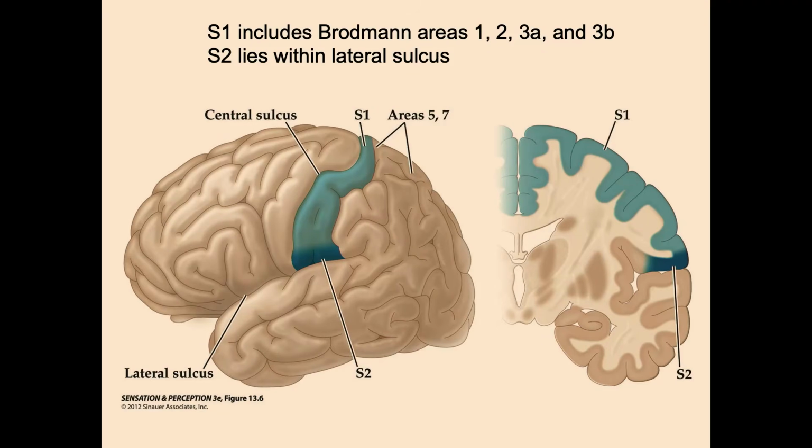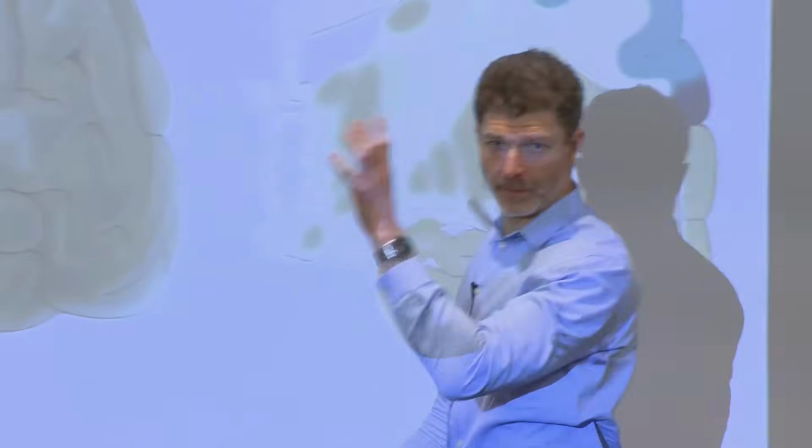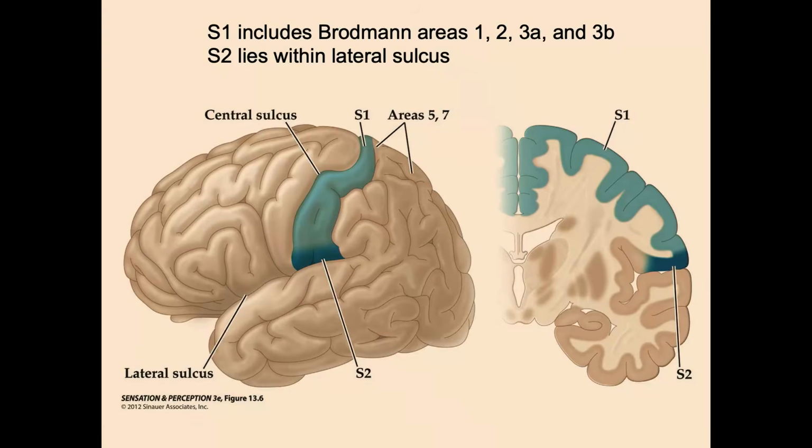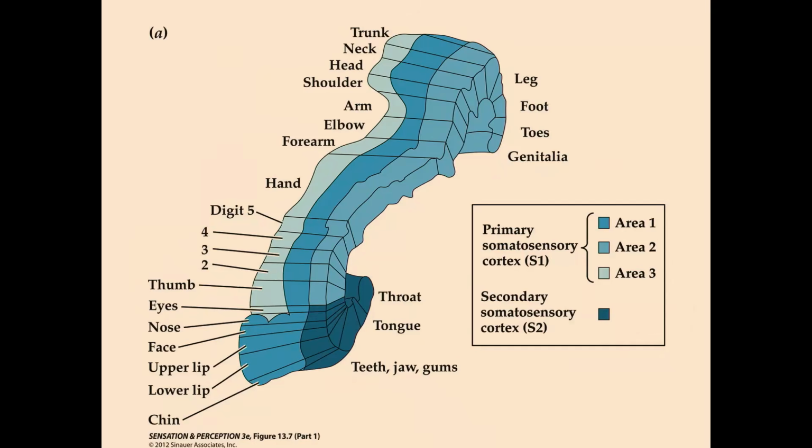So remember, the central sulcus is this big sulcus here that divides the frontal lobe and the parietal lobe. On one side of that is motor cortex. On the other side of that is somatosensory cortex. All right, so what this is showing is the regions of the body that are represented in different places within somatosensory cortex. Okay? And superimposed on this are the classical divisions of Brodmann areas 1, 2, and 3.